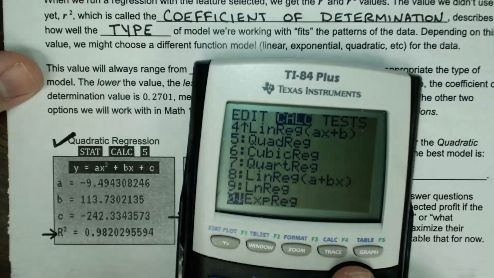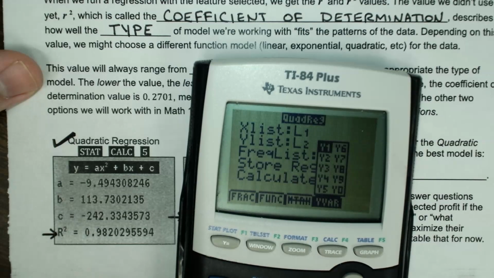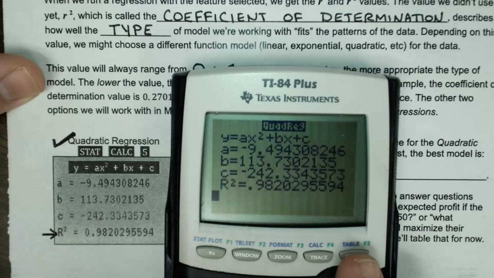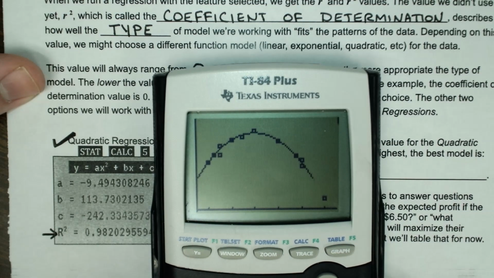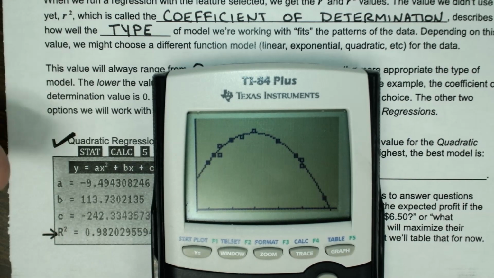So what I'm going to do now is run that quadratic regression and do that little store thing that I did. And now, whenever I go to my graph, that parabola definitely goes through that data. It follows it much more closely than the others. And that's why we have that R squared value being so high. Does that sound okay? Yes.